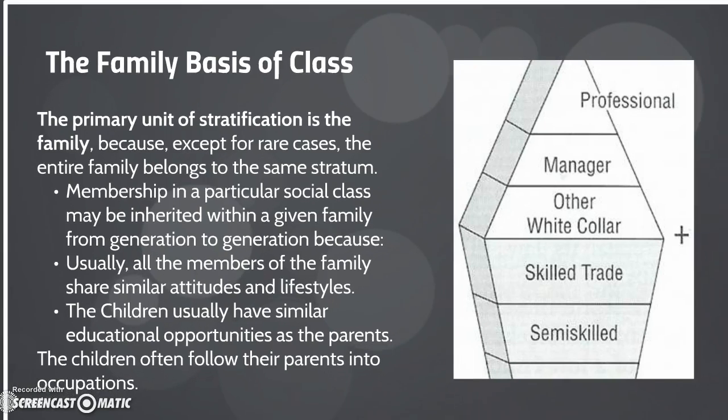The family is the basis of class. In this sense, it's somewhat similar to the other two systems we discussed. The primary unit of stratification is the family because, except for rare cases, the entire family usually belongs to the same stratum. Membership in a particular social class may be inherited within a given family from generation to generation because usually all the members of the family share similar attitudes and lifestyles.